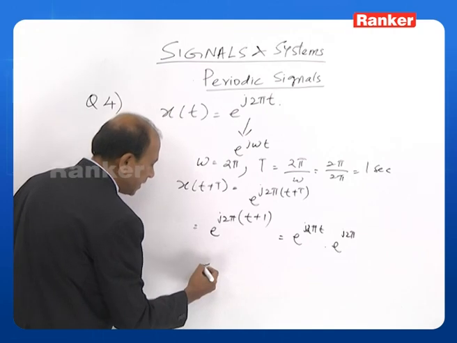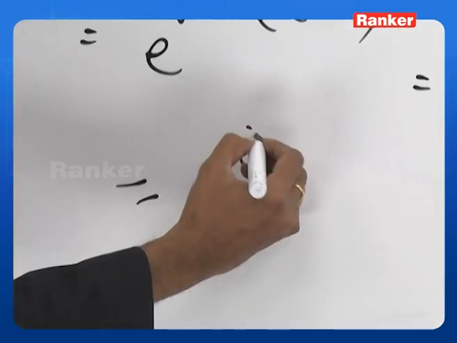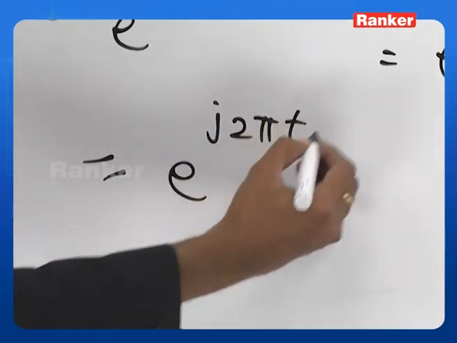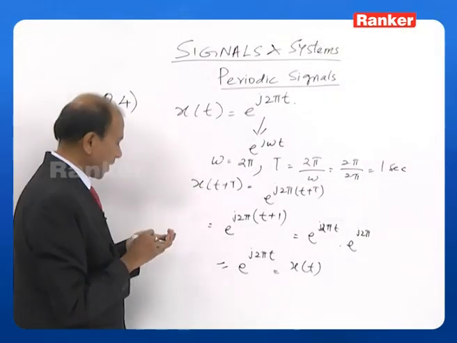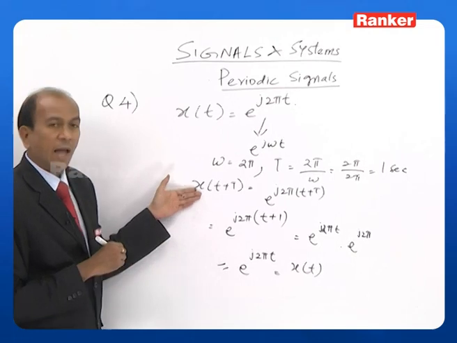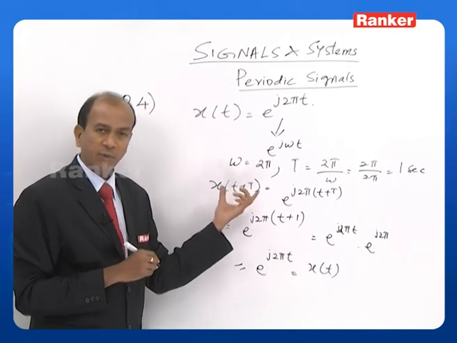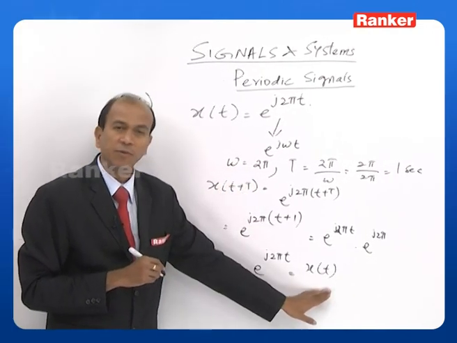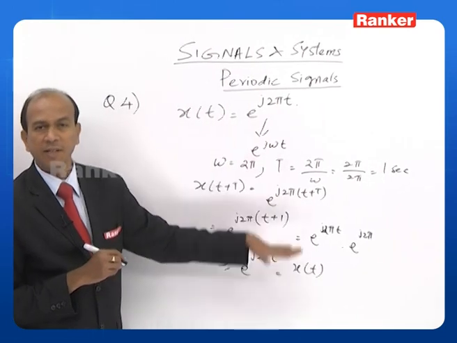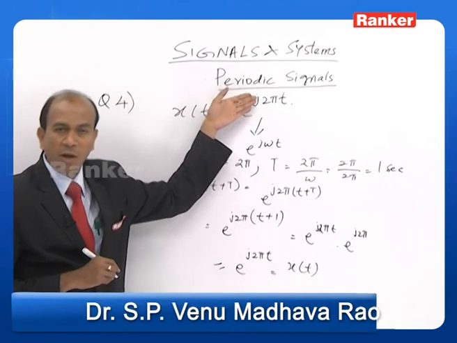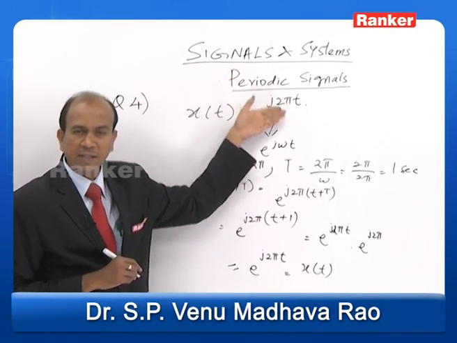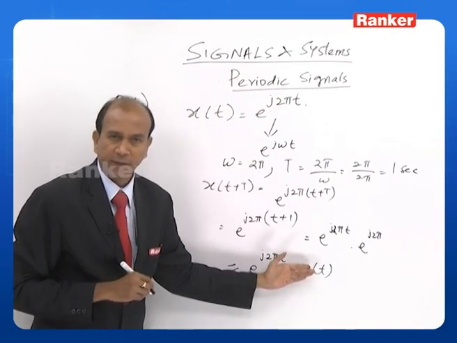So, this is equal to e to the power of j 2 pi t, which is nothing but our x of t. So, we started by discussing x of t plus T, then we have proved that x of t plus T is nothing but equal to x of t. So, this is again a periodic signal with a period of 1 second. So, this has been proved. This exponential signal is in fact periodic.